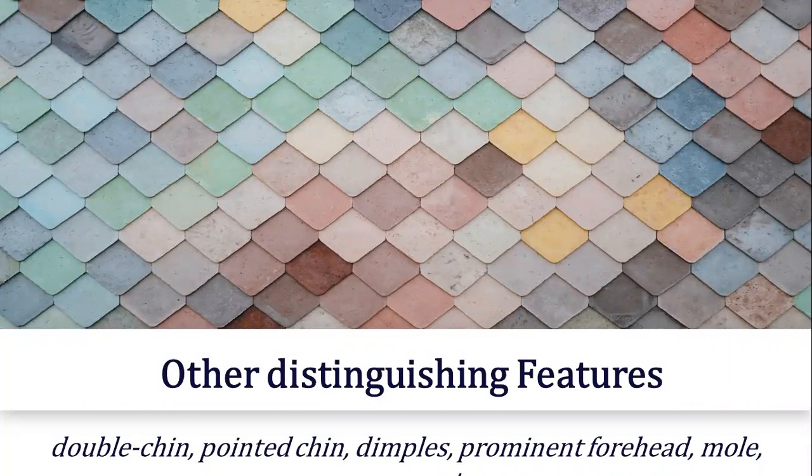Once you're done with all of this, to give a very holistic view of someone or to complete the description of that person, you give some distinguishing features. They can be the double chin of a person, or maybe a pointed chin, or a dimple near the lips, or prominent forehead. They can be moles, warts, or any other specific feature on the figure. It can be freckles as well.